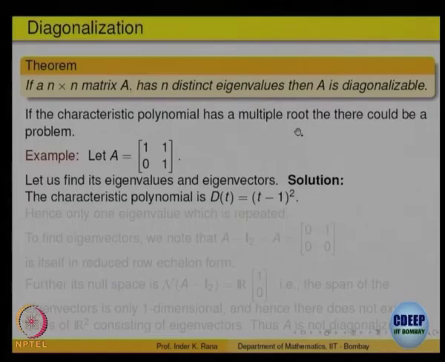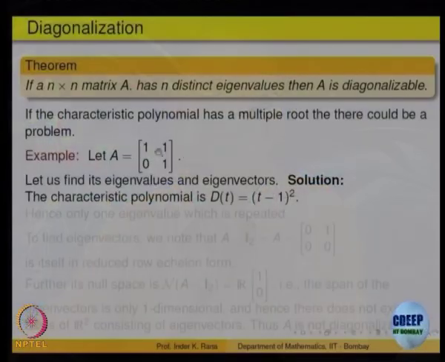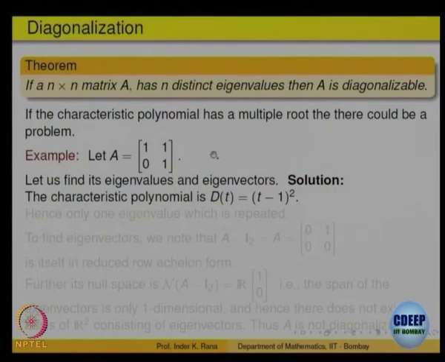A root is repeated, right, and for that particular eigenvalue you may be able to find one or two eigenvectors, we do not know. So let us look at an example. Let us look at the example of the matrix A = [1 1; 0 1].